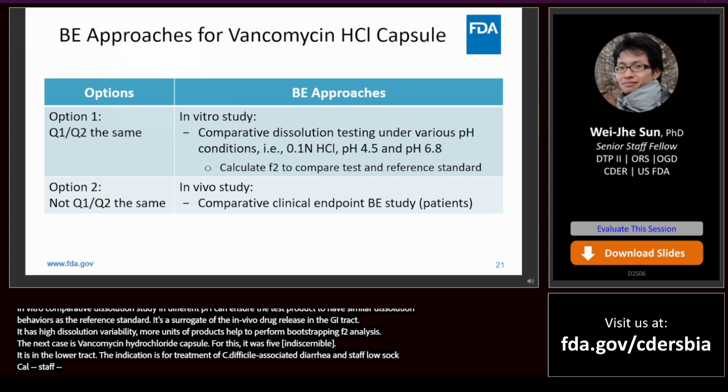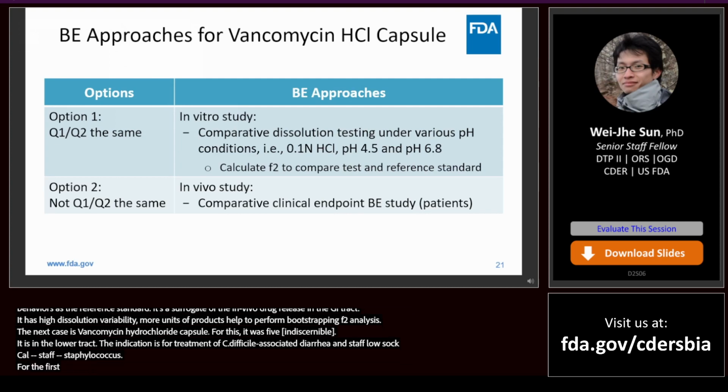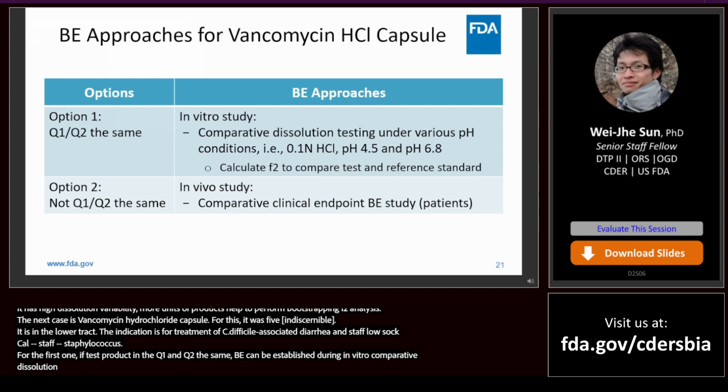For the first one, if test product and the RLD are Q1 and Q2 the same, BE can be established through in vitro comparative dissolution testing under 0.1 N hydrochloric acid, pH 4.5 and pH 6.8. And then F2 is evaluated to compare test and the reference. The F2 evaluation is similar to mesalamine drug products.